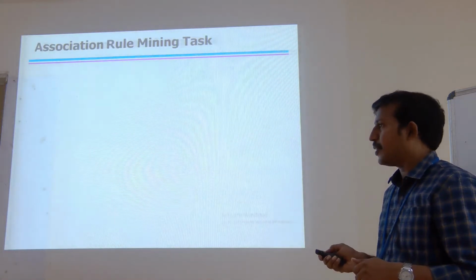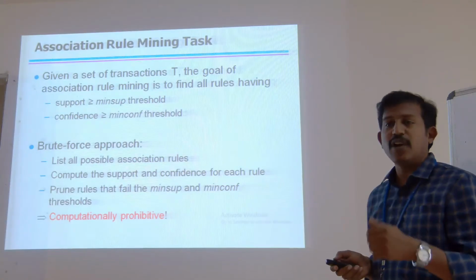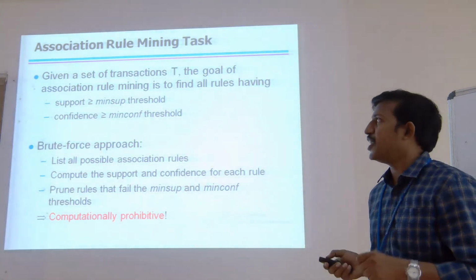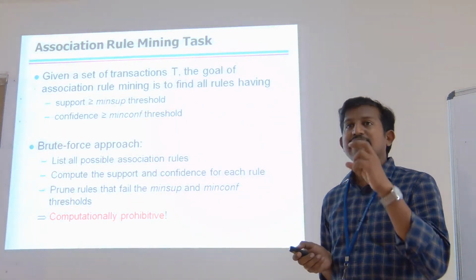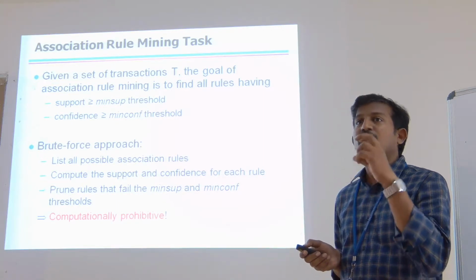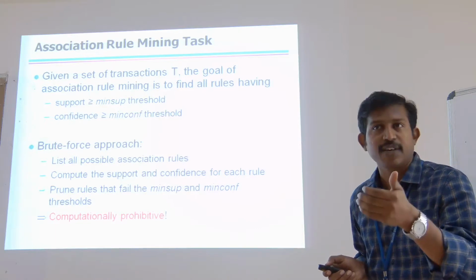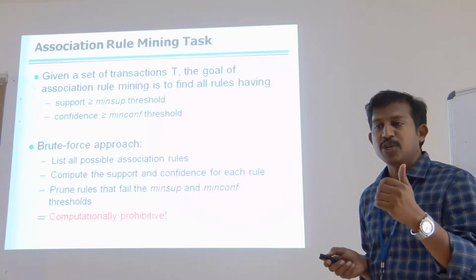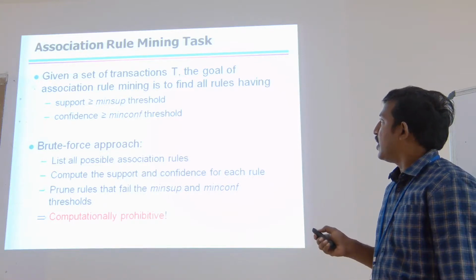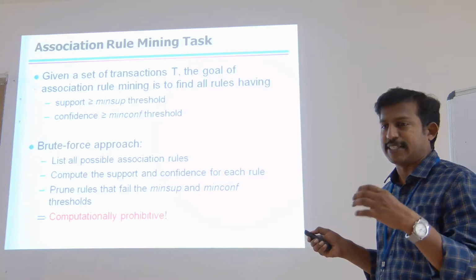Okay, clear? Next, we will get into what the actual association rule mining task is. The problem statement is that they will provide a set of transactions. We need to mine association rules which have support greater than or equal to the minimum support, and confidence greater than or equal to the minimum confidence. This is the actual association rule mining task.